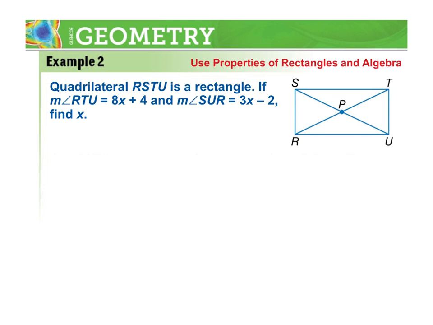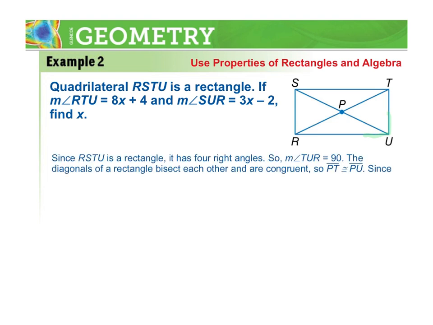In example 2, quadrilateral RSTU is a rectangle. If the measure of angle RTU equals 8x plus 4, and the measure of angle SUR equals 3x minus 2, find x. Since RSTU is a rectangle, what do we know about the measure of angle TUR? Highlighted in green. Since RSTU is a rectangle, we know it has 4 right angles. So the measure of angle TUR equals 90 degrees.